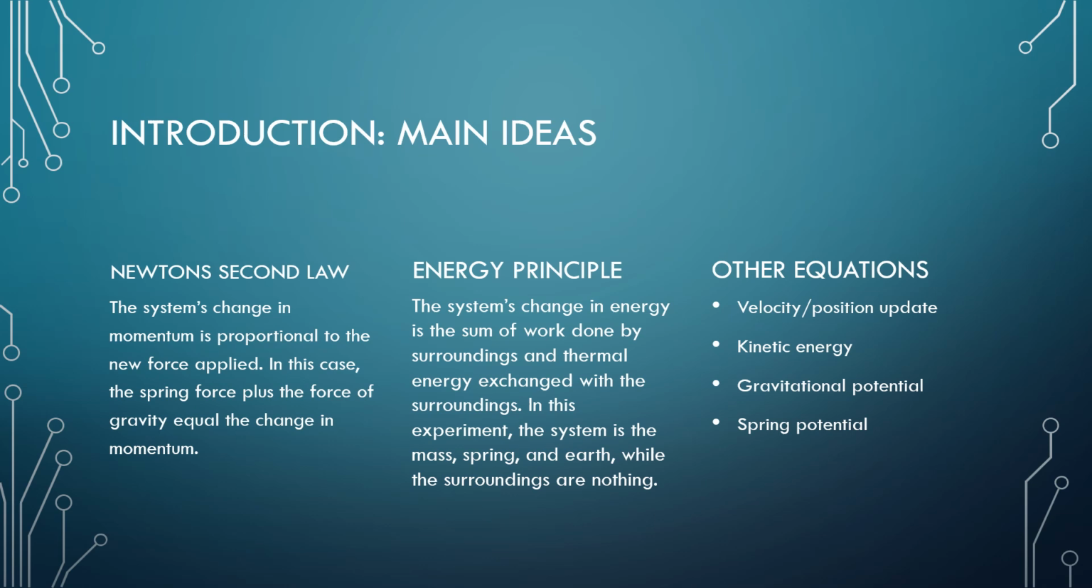Then the system's change in energy is the sum of the work done by the surroundings and thermal energy exchange with the surroundings. In this experiment, the system is the mass, spring, and earth, while the surroundings are nothing. And then lastly, the other equations I used were velocity and position update, kinetic energy, gravitational potential energy, and spring potential.